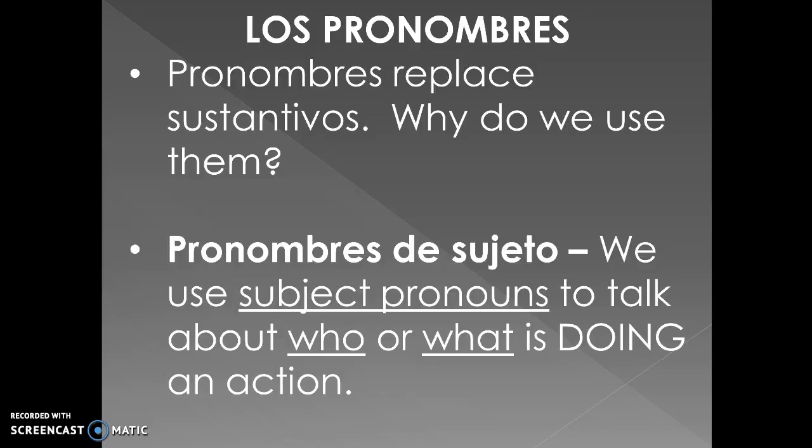Okay, so now what we're going to do is talk about subject pronouns, or pronombres de sujeto. We use these to talk about who or what is doing an action. What you need to do below very quickly is find the subject of each sentence. In other words, the person or the thing, who or what, is doing the action in the sentence. That is the subject of your sentence.